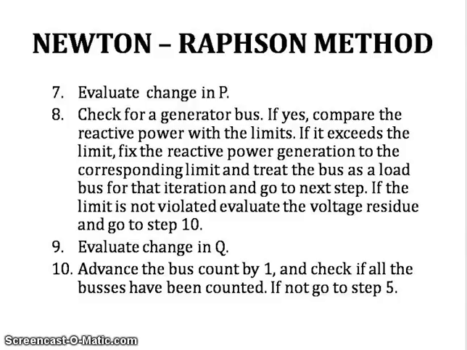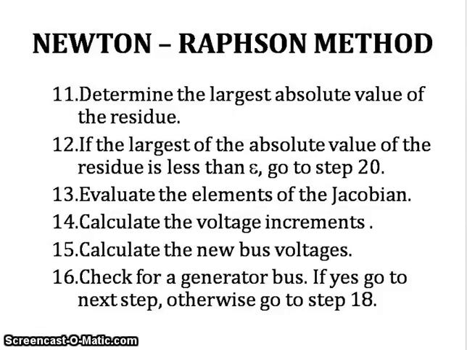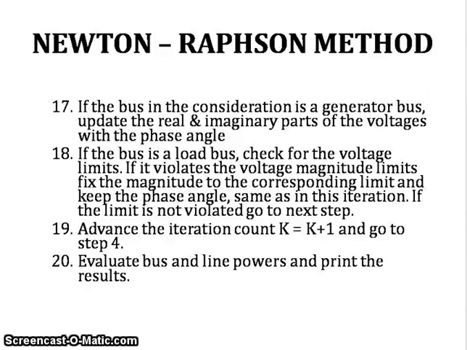Evaluate change in reactive power. Advance the bus count by 1 and check if all the buses have been counted. If not, repeat, so we calculate for all the buses. Go to step 5. Determine the largest absolute value of the residue. If the largest absolute value of the residues is less than epsilon, go to step number 20. Evaluate the elements of the Jacobian. Calculate the voltage increments. Calculate the new bus voltages. Check for generator bus. If yes, go to the next step. Otherwise, go to step number 18.